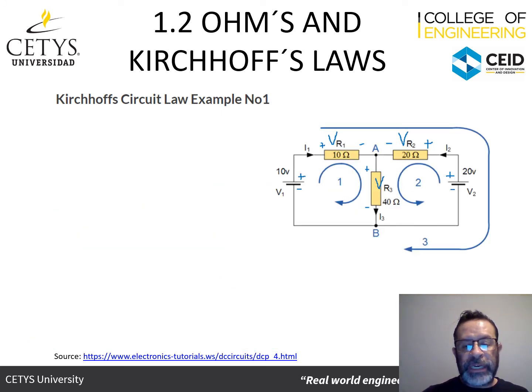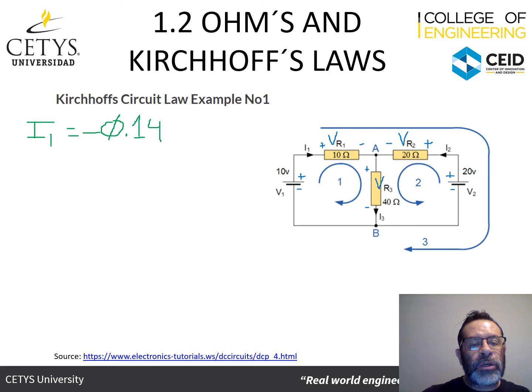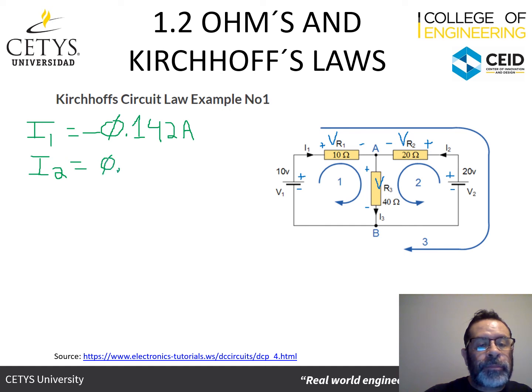And so just to recap, we've got the 3 values of current that we've just found. So I1 equals minus 0.142 amps. I2 is going to equal 0.427 amps. And lastly, I3 is going to equal 0.285 amps.